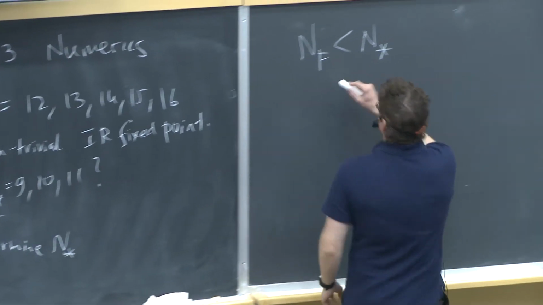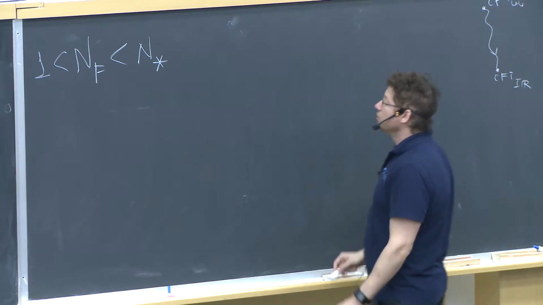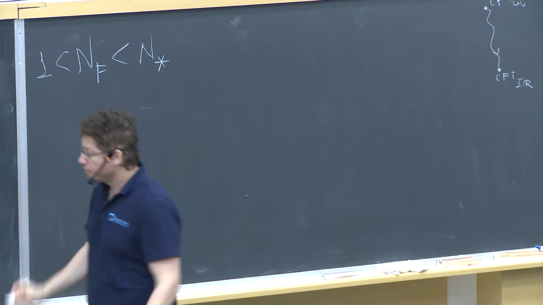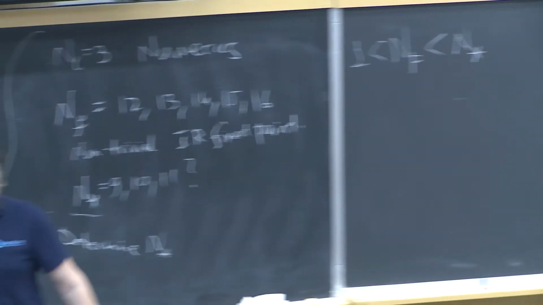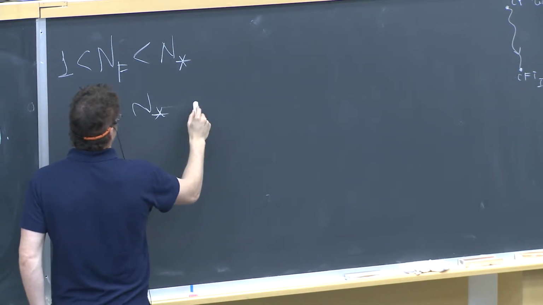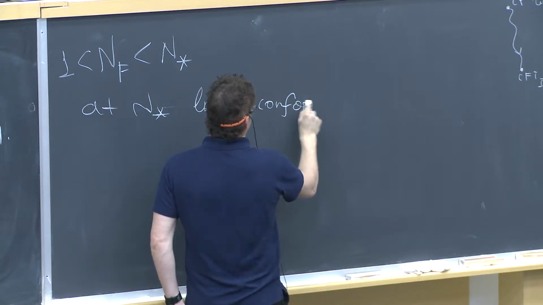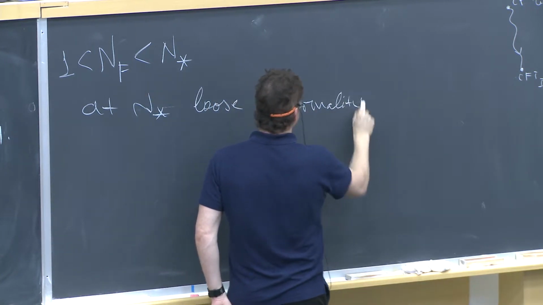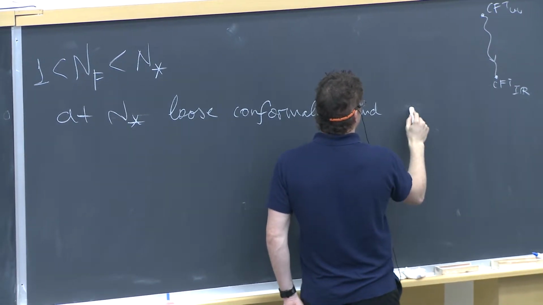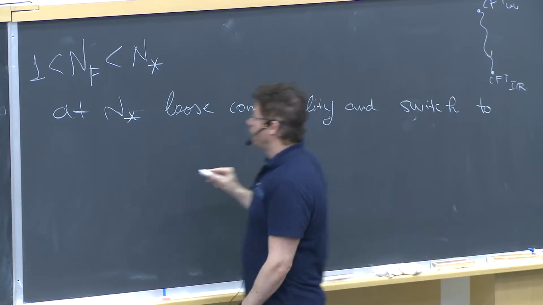So let me just mention what happens for NF bigger than 1, smaller than N star. In that case, it's believed that the theory is not conformal anymore. So N star is where we lose conformality. And what we have instead is chiral symmetry breaking.